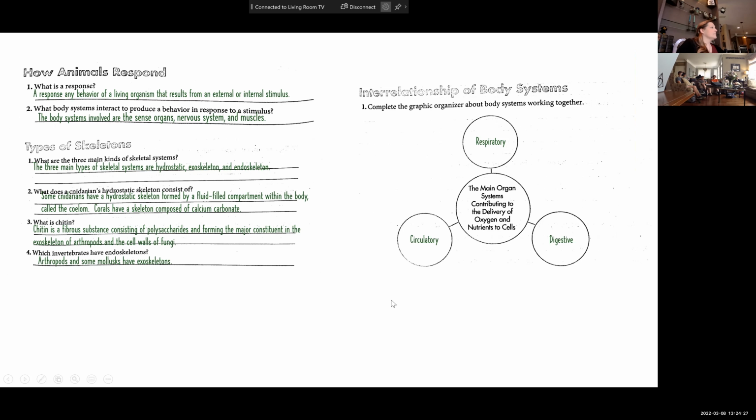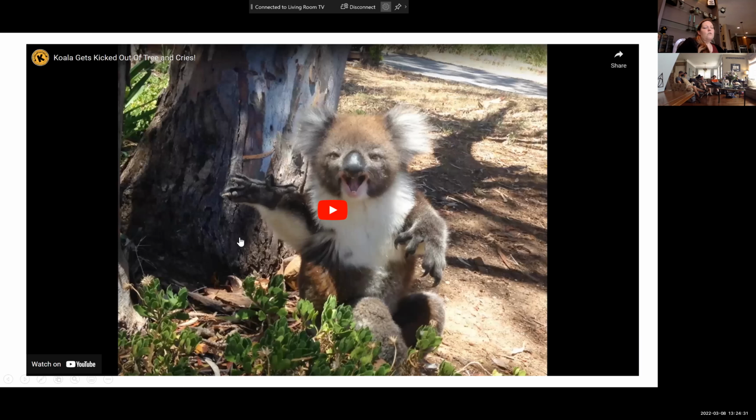Yes? What exoskeleton would coral count as? Coral is, I think it's technically an exoskeleton. It's a good question. I'll have to look up what category it falls in.